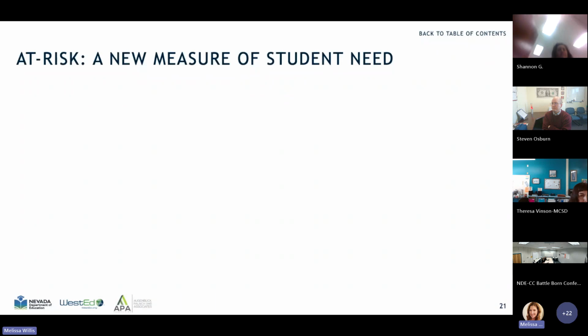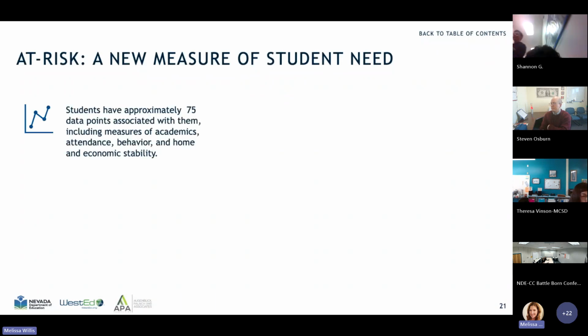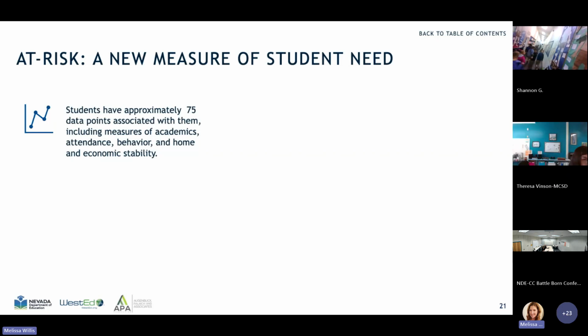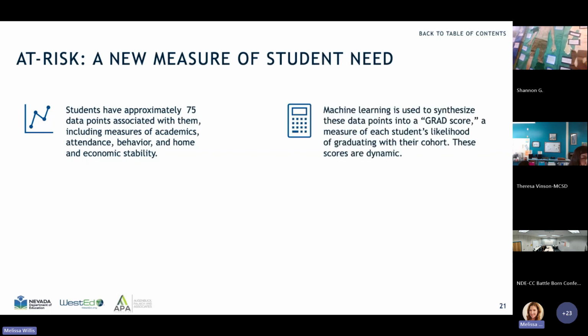The PCFP focuses on students who need the most help. A machine learning computer program analyzes approximately 75 data points about each student in areas including academic performance, attendance, behavior, and home and economic stability. The program uses these factors to determine how likely a student is to graduate on time. The formula provides funding for the students identified in the lowest quintile or 20th percentile of grad scores statewide. The district is eligible for extra funding for those students.